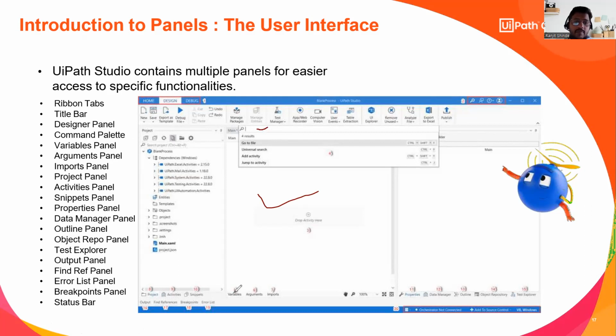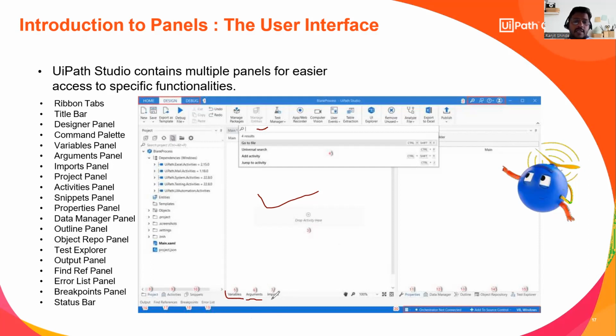Then variable panel. At the last you can see the variable option is available, so you can select any variable and store data. A variable is a container. You can store any type of data like character, string, integer, boolean, all types of data will be stored in a variable. Then argument panel is similar to the variable. You can store data in one variable, but an argument is used to pass data from one flow to another flow.